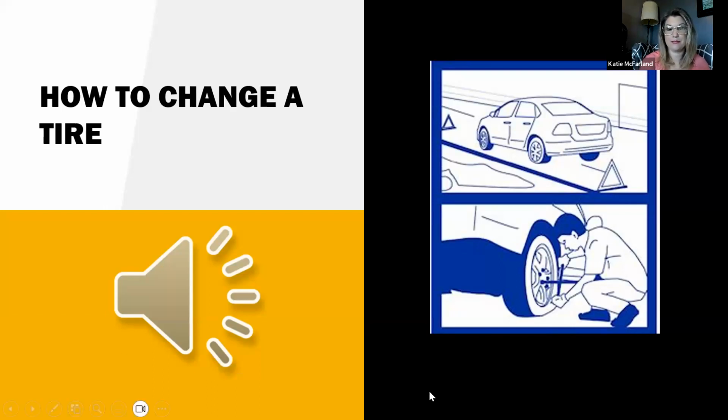Step 2. Following the owner's manual instructions, use the lug nut wrench to loosen the lug nuts. Make sure to unscrew all of the lug nuts at an equal rate to avoid the tire becoming unbalanced. Do not remove the lug nuts completely.